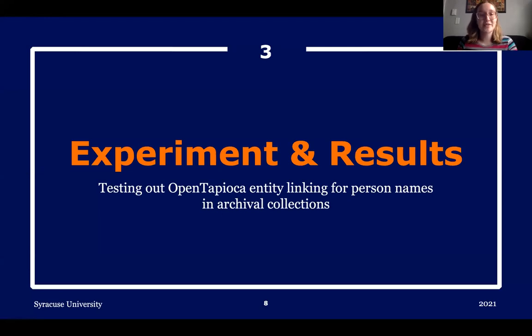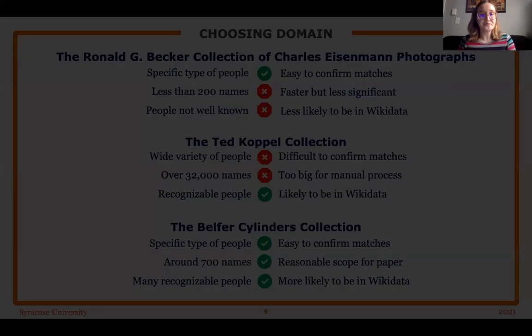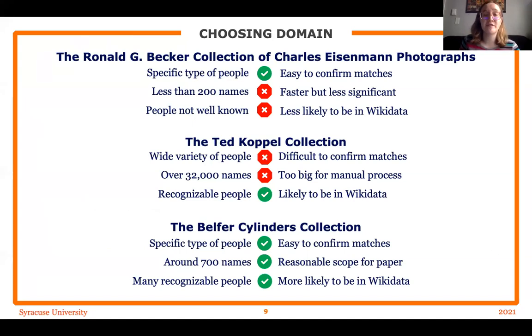So now I'm gonna go into a little bit about our experimentation and what we learned about using this tool in the context of archives. First, I should specify, we really focused for this experiment on the Belfer Cylinders collection. We wanted to focus on a collection where the people were recognizable enough to actually show up in Wikidata, because obviously there's a limit to who's in there.